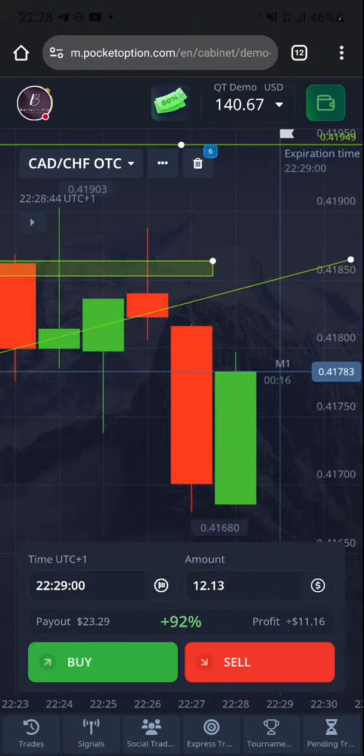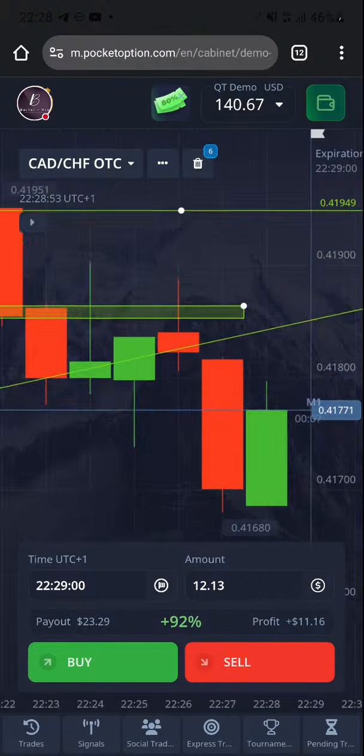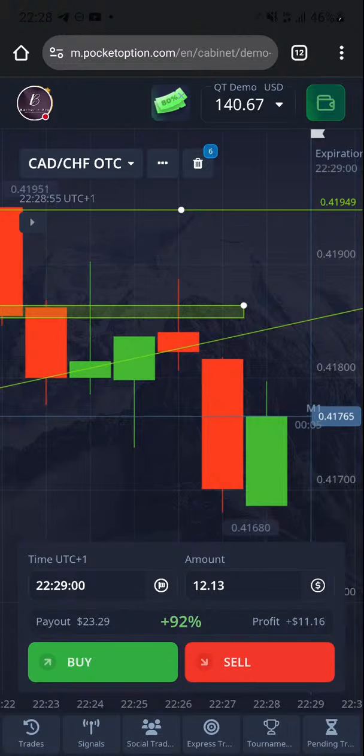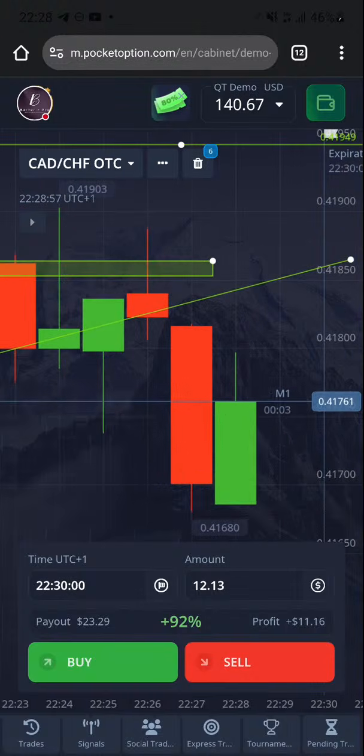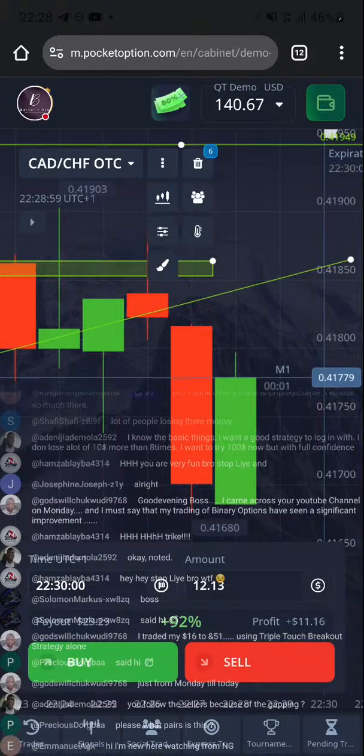You understand? Look at this. I told you the other day that when you have a gap down, it's in favor of the buyers. When you have a gap up, it's in favor of the sellers. You remember? But look at this. We have a gap down, and the sellers still came in. That tells you that the sellers are strong on this candle already.